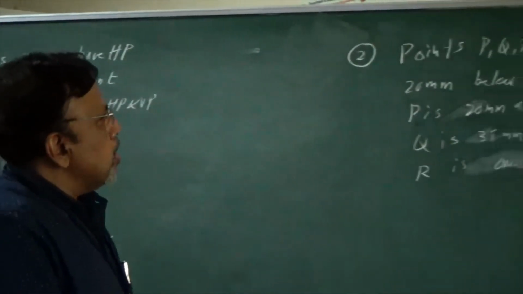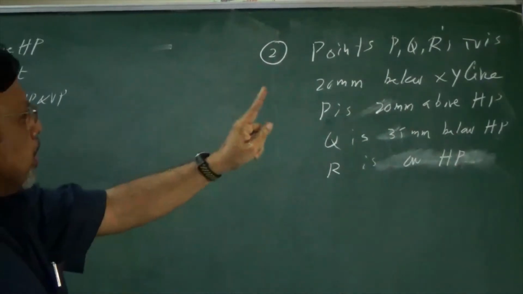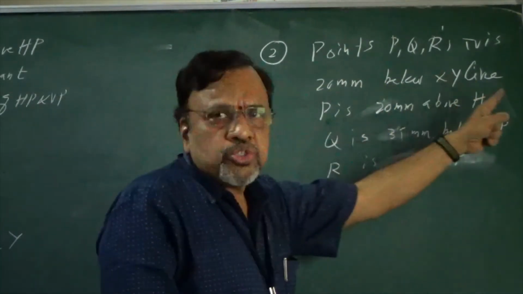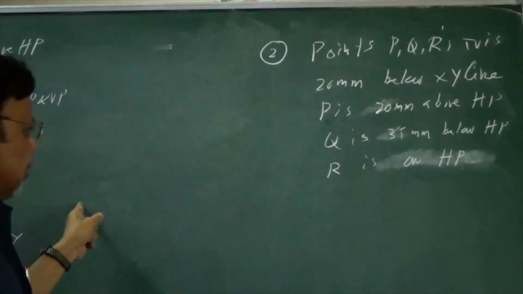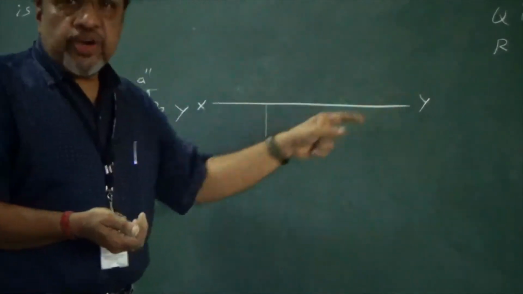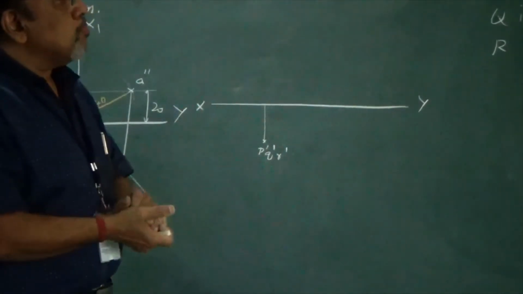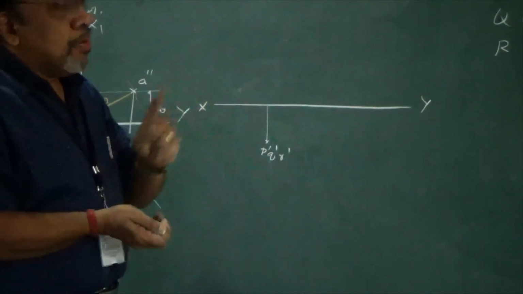Wherein we are given points P, Q, R whose top view is 20 mm below the XY line. That is, the top view of P, Q, R lies 20 mm below the XY line. So okay, let me draw. Okay, now to draw the XY line. Now it is given in the problem that the top views of points P, Q, R are 20 mm below the XY line.